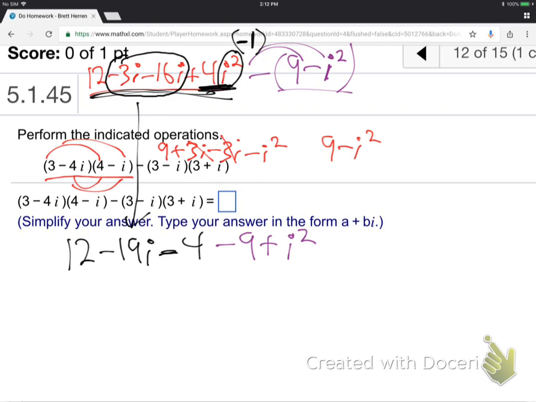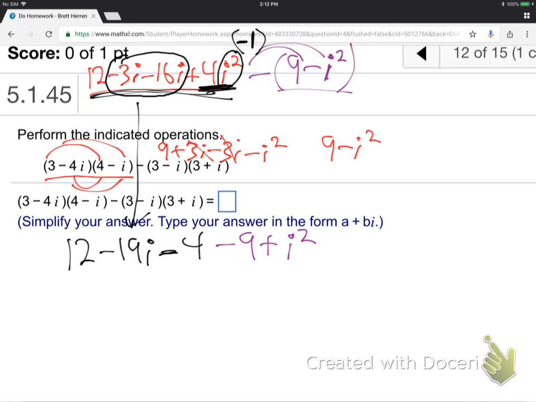We good to there so far? There's a lot of little signs here. There's a lot of chances to miss a sign. Everybody good? So I FOILed out these first two. We got 12 minus 3i minus 16i plus 4i squared. Like terms in the middle. 4i squared is negative 4. And then I distributed the minus through the back two: minus 9 plus i squared.